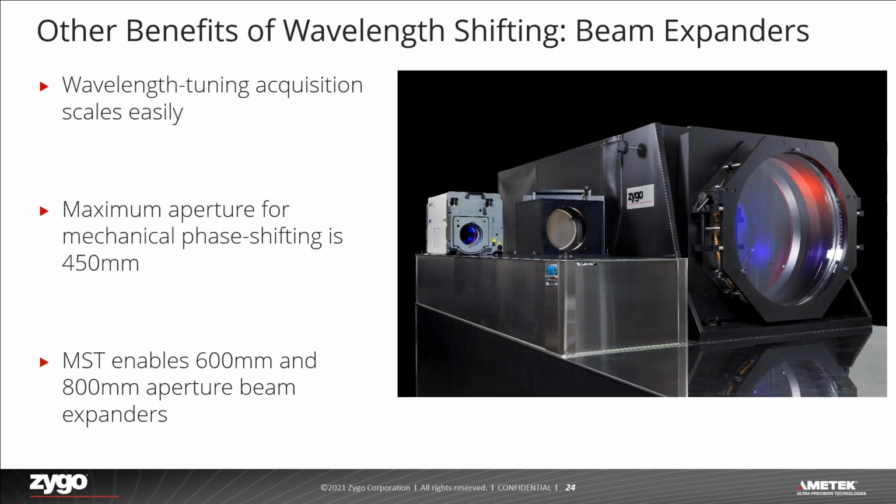One big one is beam expanders. Wavelength tuning acquisition scales extremely easily because you don't have to start your 0 point at the interferometer. At Zygo, our maximum aperture for mechanical phase shifting systems is 650 millimeters. This mechanical phase shifting beam expander size is limited by the weight and the phase shift distance that we physically have to move these large flats.